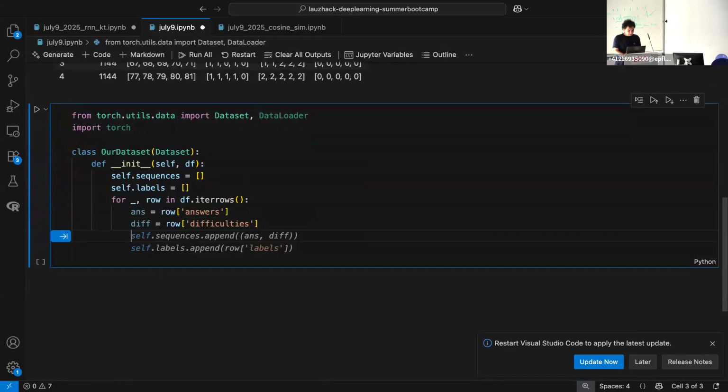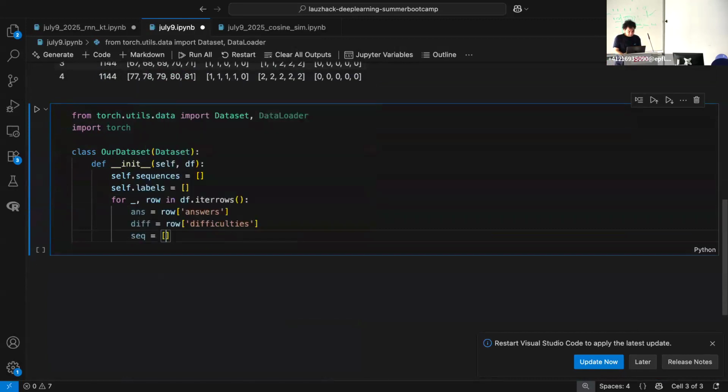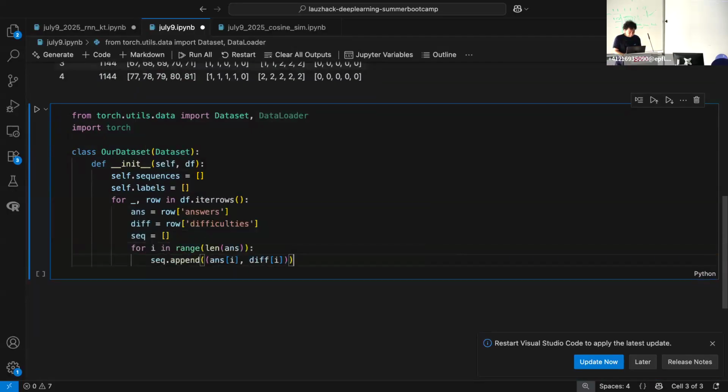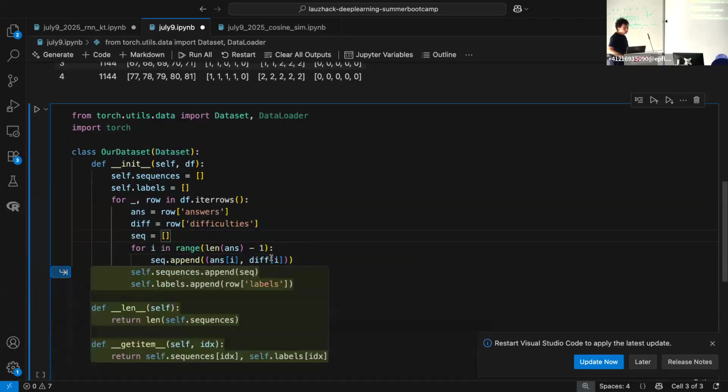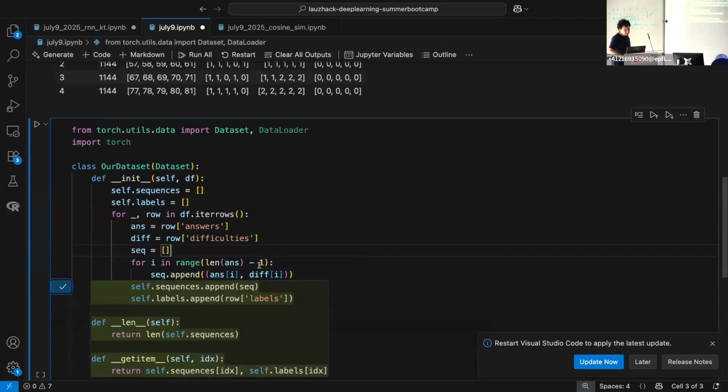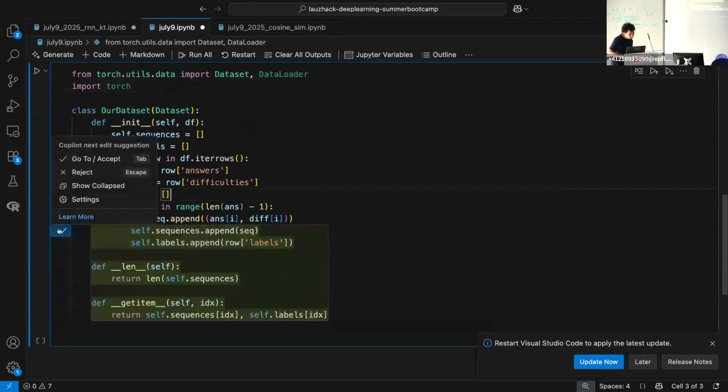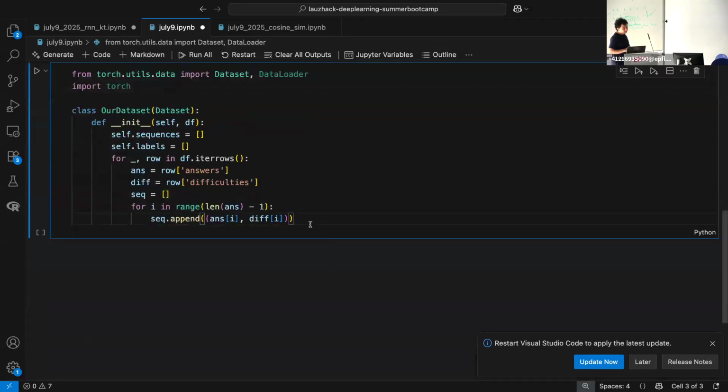And then we want to add to our sequence the tuples of answer and difficulties. So I define the sequence as an empty array, and then for i in range of len of ans minus 1, I will add to the sequence. Why do you think I only added len of ans minus 1, and not len of ans? Because we didn't want the last, right? We want to predict the last here.